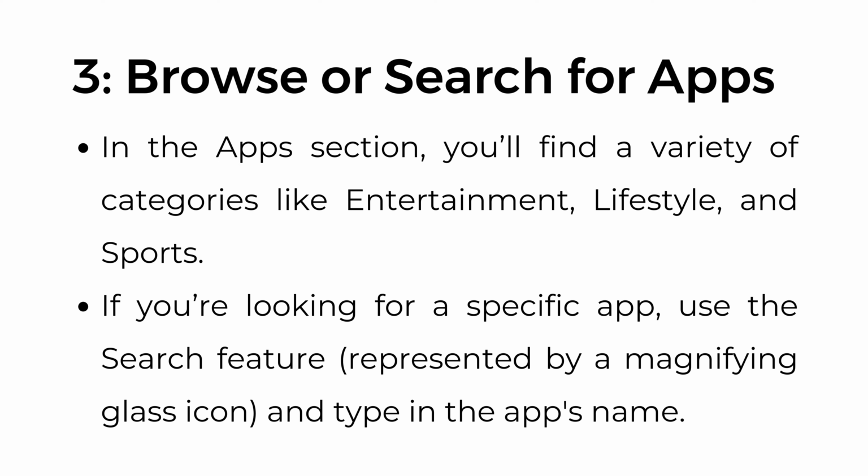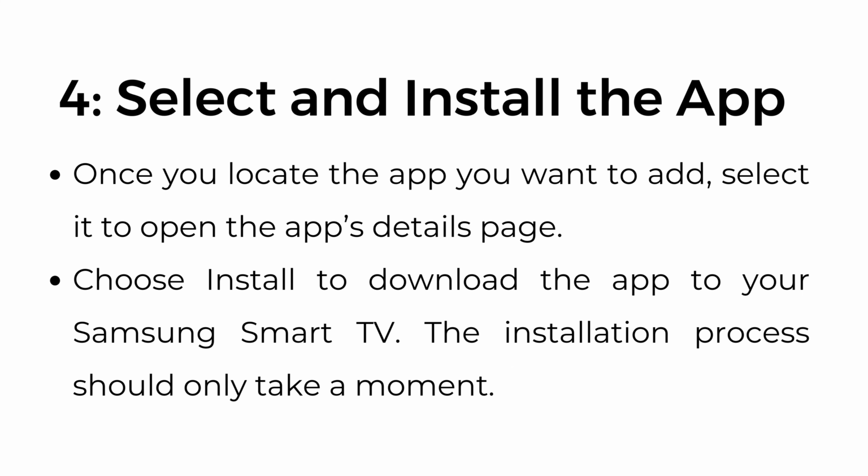Step number 3. Browse or search for apps. In the Apps section, you'll find a variety of categories like entertainment, lifestyle, and sports. If you're looking for a specific app, use the search feature, represented usually by a magnifying glass icon, and type in the app's name.